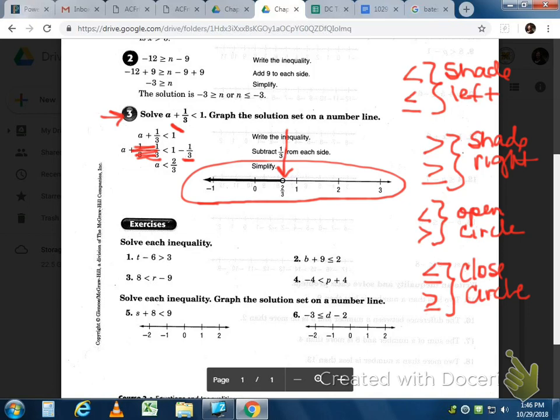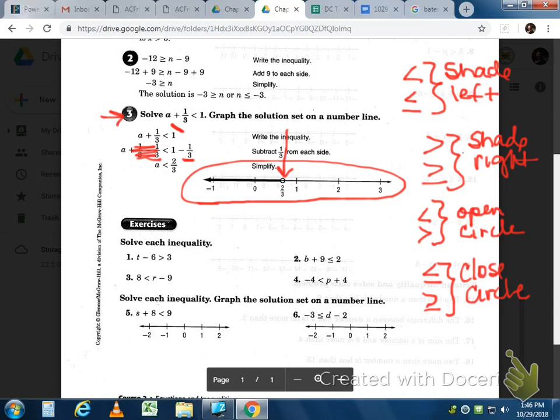So when it's "or equal to," it's got that extra little line, then you put that extra little amount in the circle. You fill it in. So what I want to do right now is definitely look at all 6 of these examples.